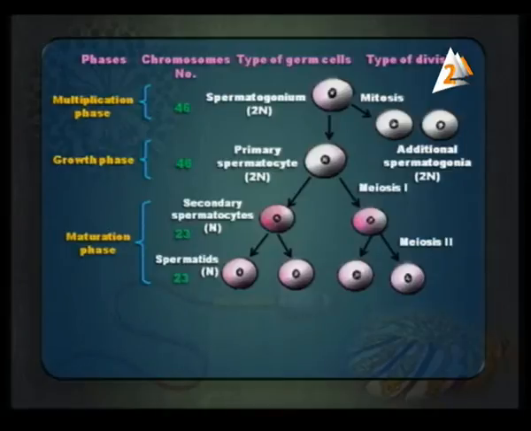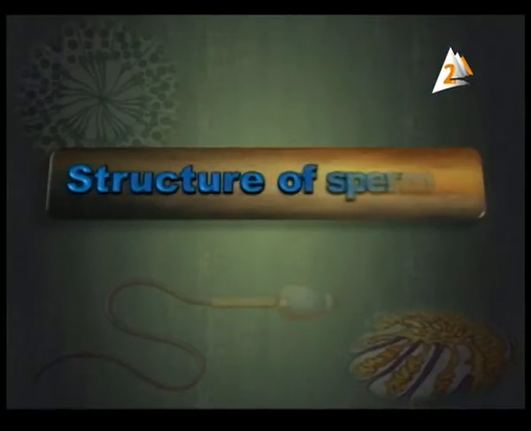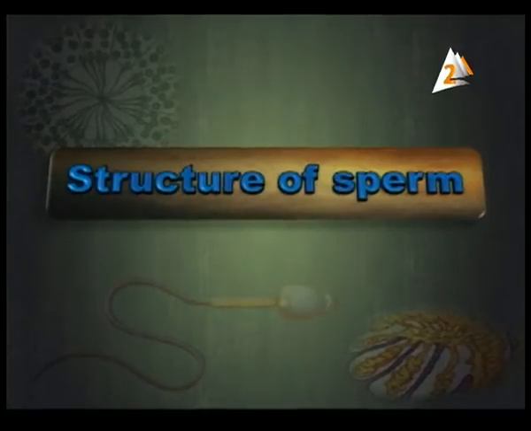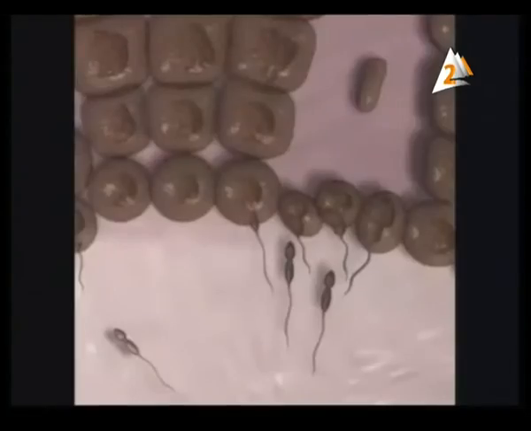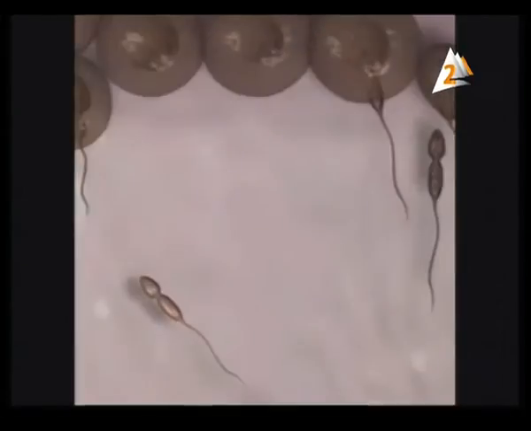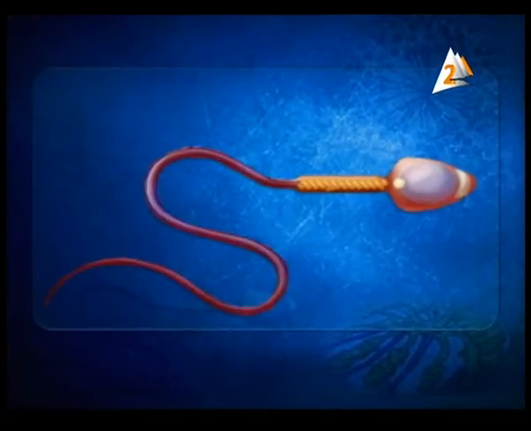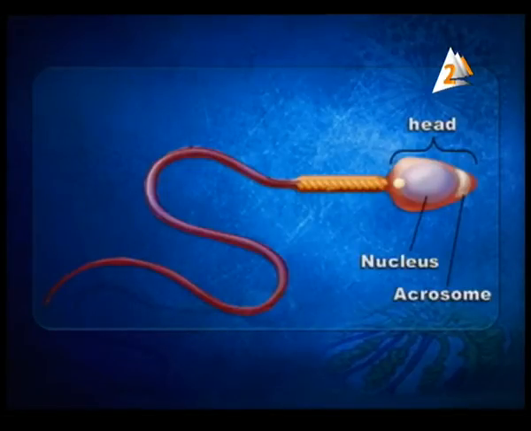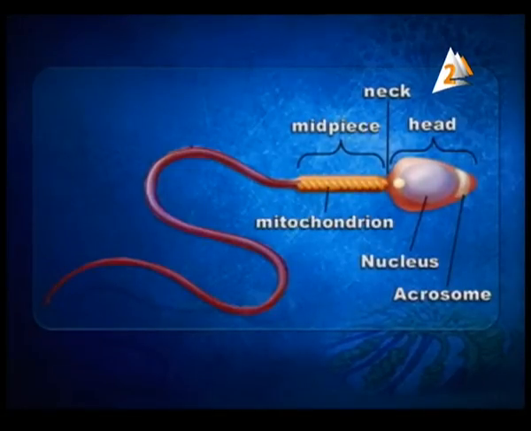Then what is a sperm? What is the structure of this sperm? What is its function? Why is it very important for us? As we look at this figure, we find that the sperm consists of 4 main parts: the head, the neck, the midpiece, and the tail. Let us see the structure of this sperm in detail.